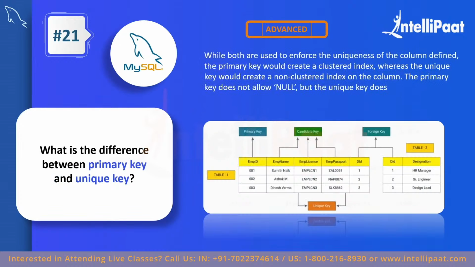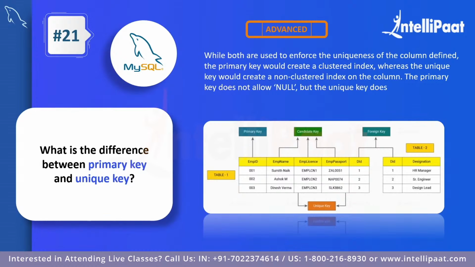Question number 21. Now, this is also a very frequently asked question in interviews. What is the difference between the primary key and the unique key? Both of these keys are used to enforce the uniqueness of the columns that have been defined. The primary key would create a clustered index, while the unique key would create a non-clustered index on the column. The primary key does not allow the null value, while the unique key does. So in the given table on the left hand side, we can see the primary key.